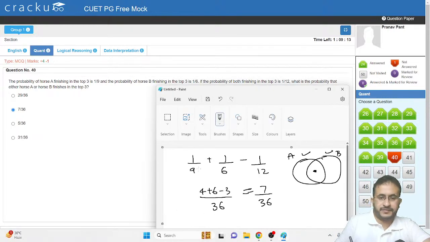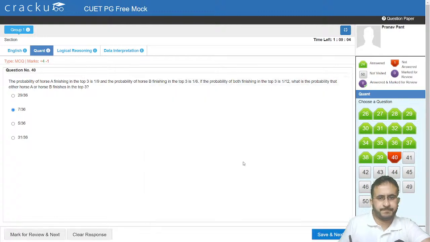Okay, so either A will reach. If A reaches, B reaches. So there is a chance that both reach. So we will remove that chance. We will get only one of them reaches.